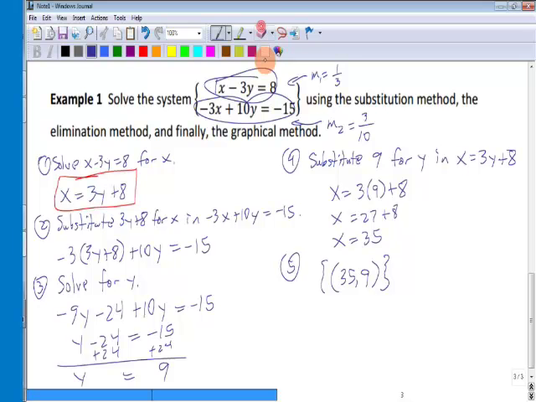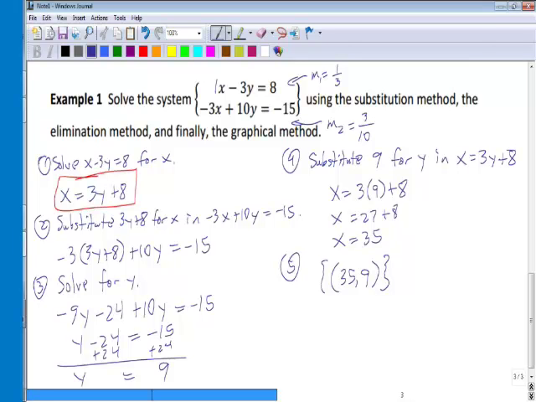Now, in a situation where we look at the x term and the y term in both equations, and they all have ugly coefficients. Maybe they have fractional coefficients. Maybe they have decimal coefficients. Maybe they're just nasty.